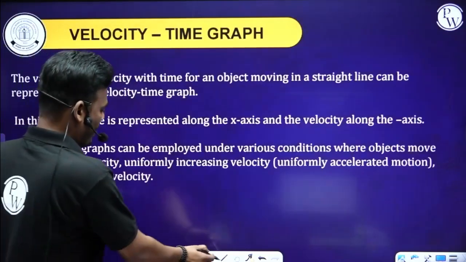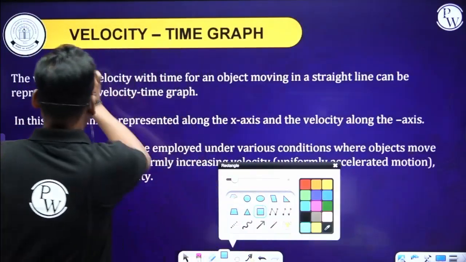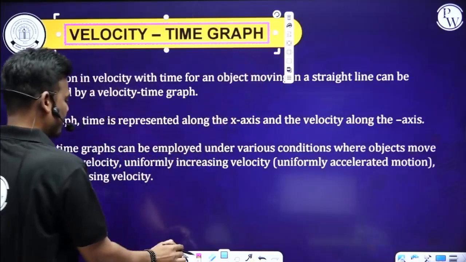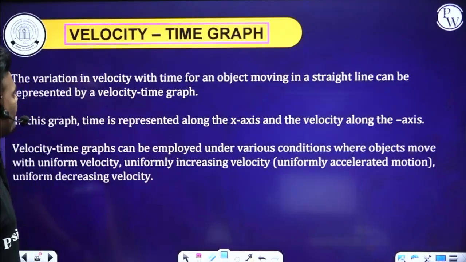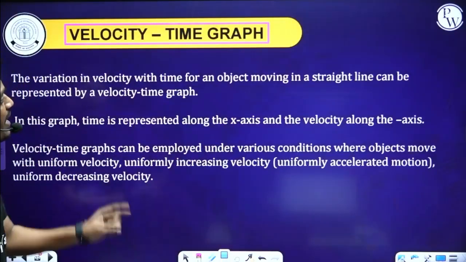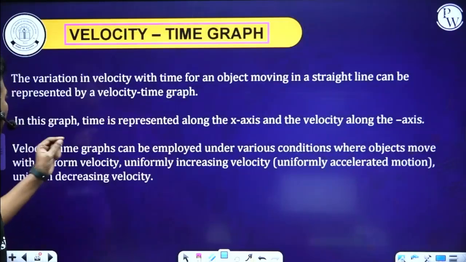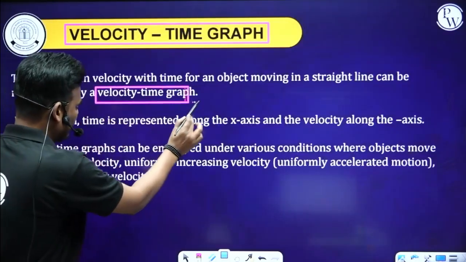That is the velocity time graph. Let's see what this velocity time graph indicates. The variation in velocity with time for an object moving in a straight line can be represented by a velocity time graph.